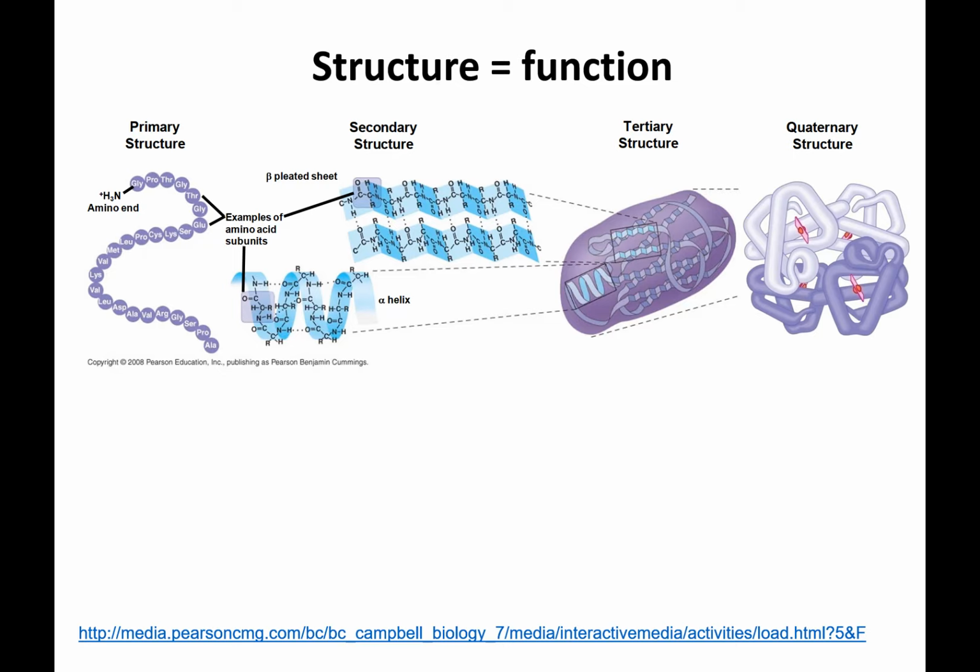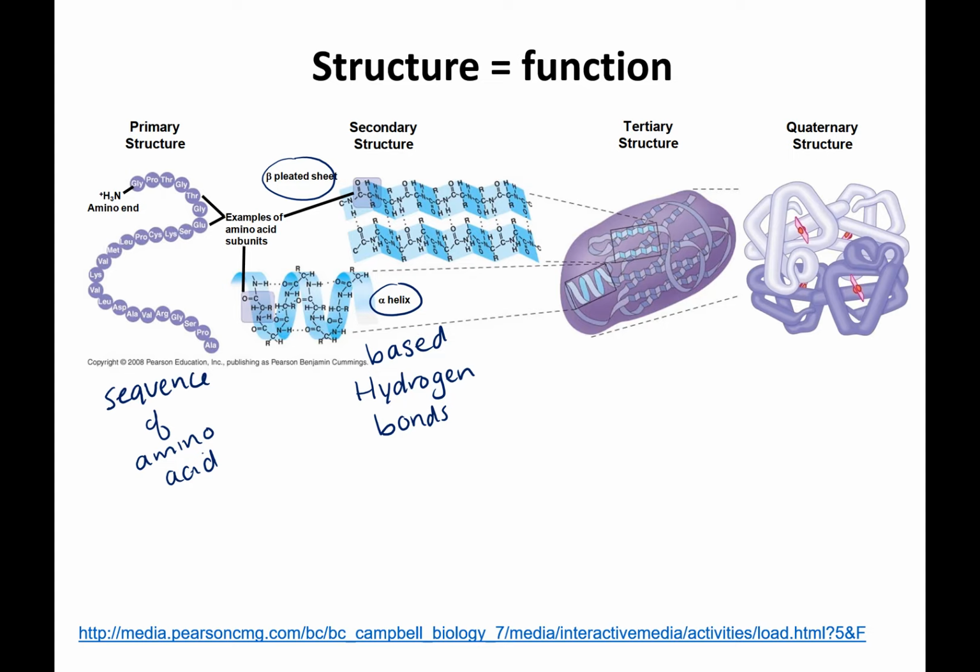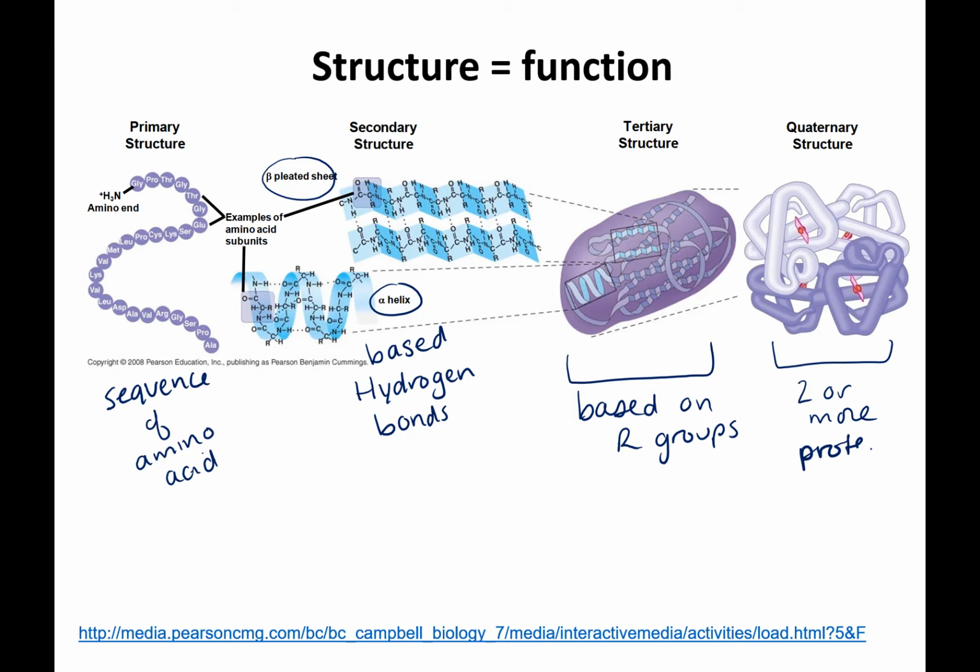We've talked before about structure. Primary structure is the sequence of amino acids. Secondary structure is based on hydrogen bonds, and this is our alpha helix and our beta pleated sheet. Tertiary structure is based on the R groups, and that gives it its unique function. Remember, quaternary means two or more proteins working together.